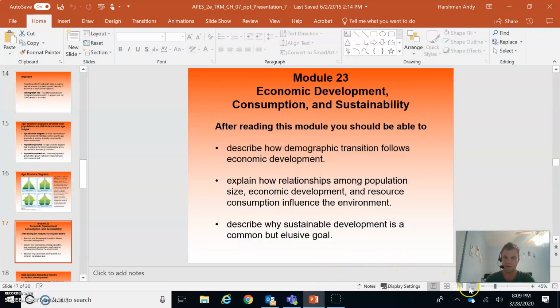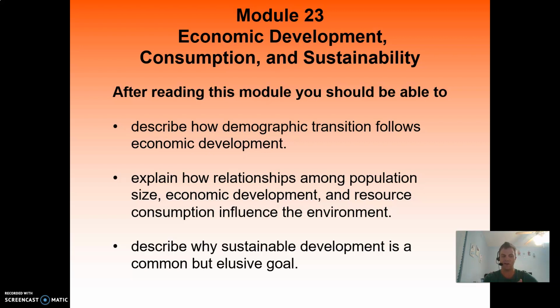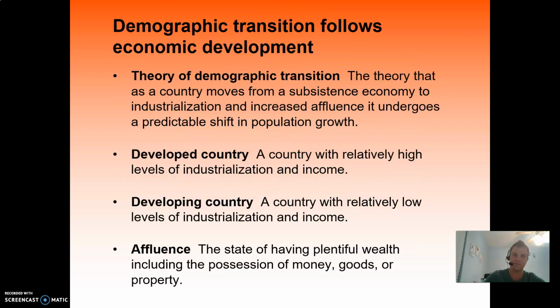So in this section, before we talked about the numbers, what defines human population. In this module, we're going to talk about describing how populations change for a country. We're going to look at something called the demographic transition, how it follows economic development for each country. We're going to explain how relationships among population size, economic development, and resource consumption influence the environment, and describe why sustainable development is a common but hard, elusive goal for countries to get to.